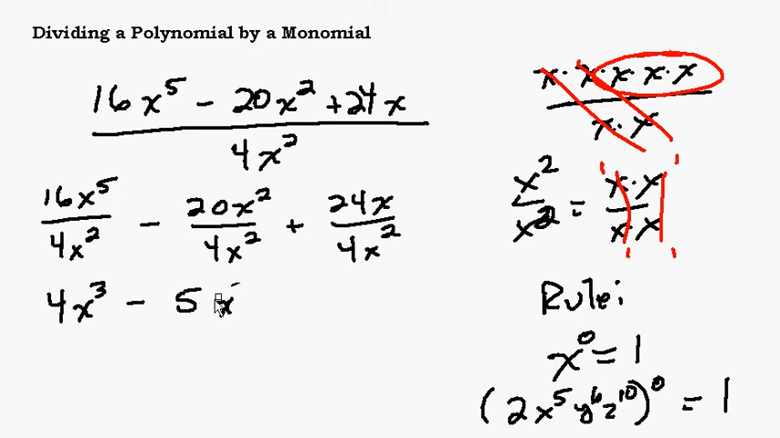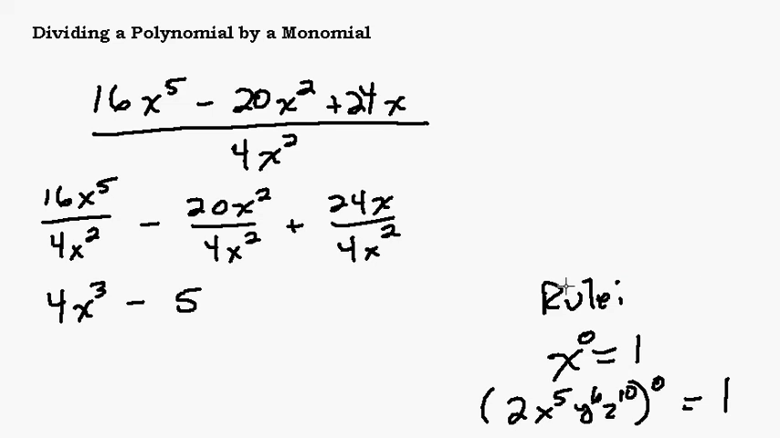So you don't have any x's here. You don't want to write x to the 0. That's just 1. 5 times 1 is 5. So don't even write it. They cancel out. They're gone. Those x squareds cancel out. They're all gone. Okay, last step.